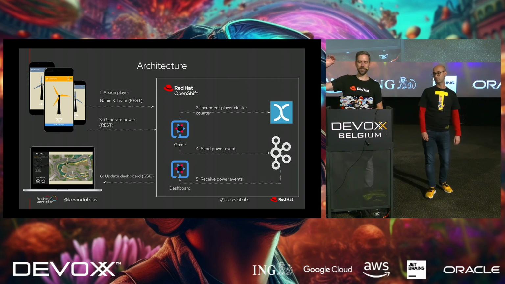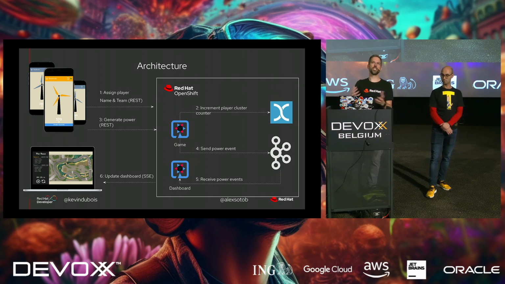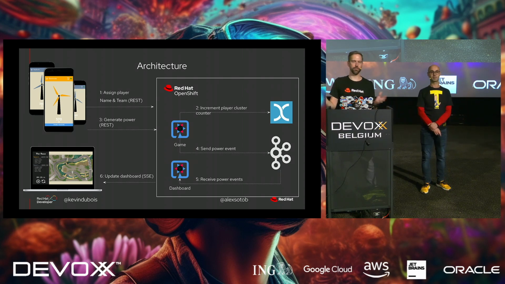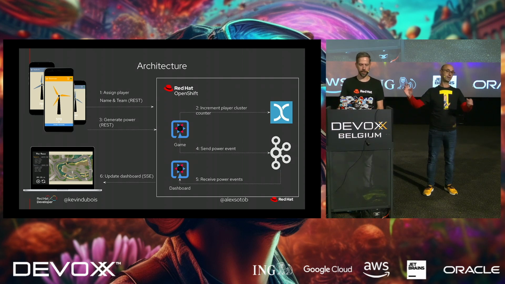And when you go to the application, it's going to assign a player, and cache it in a caching database with Infinispan. Then every time you tap, you're going to generate some energy events, basically, that are going to go to our Kafka. Then Kafka updates, exactly, and then you will see the cars moving.